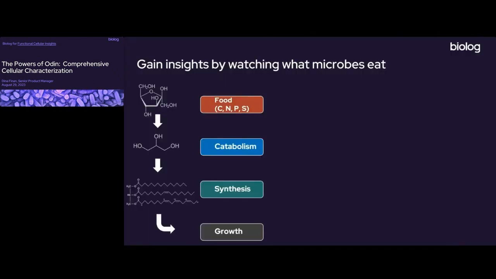And so, as I said, all of our technology really revolves around watching what a microbe or a cell can take in to eat, and then how efficiently it can turn that into fuel, and then whether it uses that fuel for respiration or for growth. And the food sources in this case are really chemical substrates that are made of these basic building blocks.